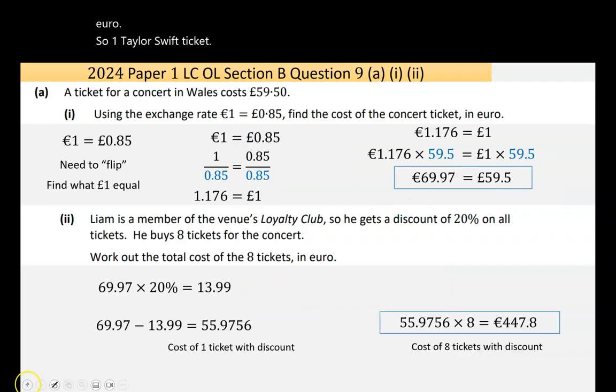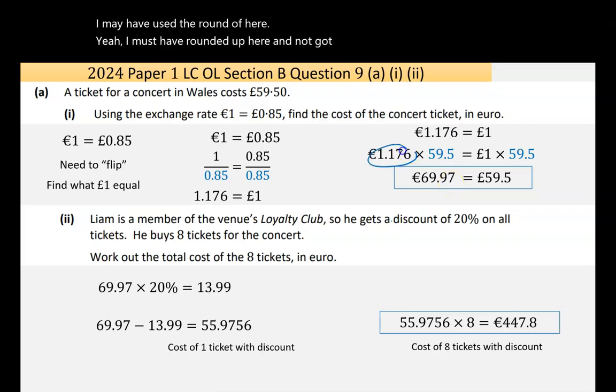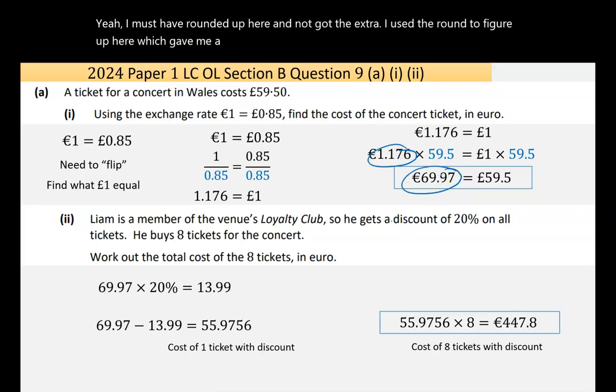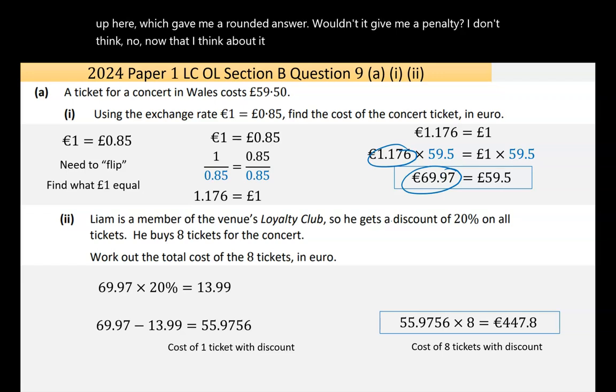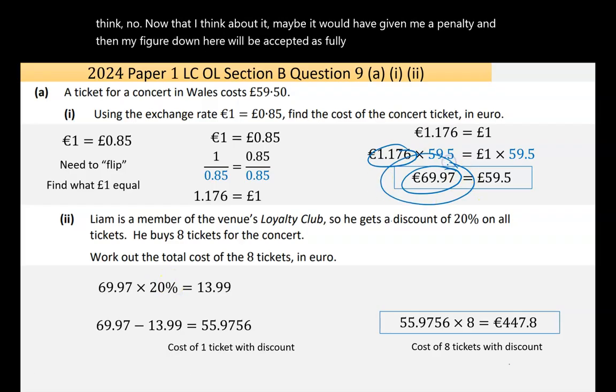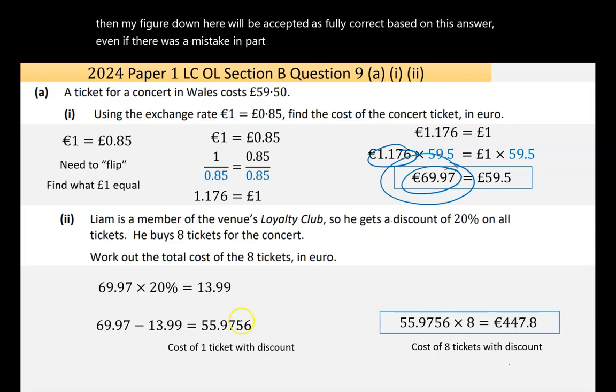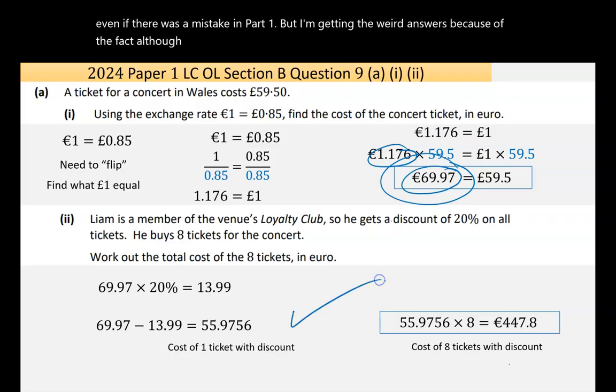Let me check, I get 447. I may have used the rounded figure. Yeah, I must have used the rounded figure up here, which gave me a rounded answer. It wouldn't have given me a penalty, I don't think. Although now that I think about it, maybe it would have given me a penalty. And then my figure down here would be accepted as fully correct based on this answer, even if there was a mistake in part 1. But I'm getting the weird answers because of that, although this would be what I'd be more expecting from a past Leaving Cert question.